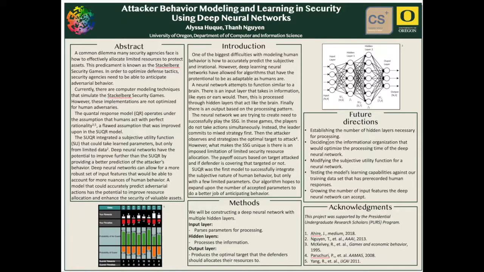While this project is still in process, we have an outline of where we'll be taking it going forward. The first would be establishing the informational organization of the neural network and how many hidden layers will be needed to optimize its processing. Additionally, we are looking to modify and integrate the subjective utility function into the neural network so that the algorithm is not only accurate, but realistic and considering the more irrational sides of human decision making.